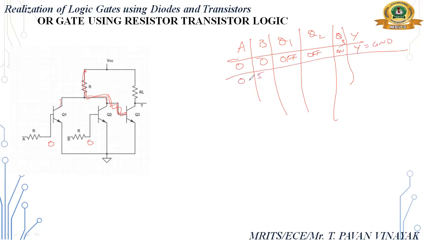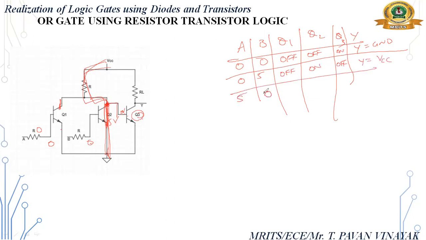Next, 0 and 5 volts. I am giving 5 volts here. So this is open, this is closed. So VCC comes to ground here. Right? So the voltage across this one is 0 volts. Whenever it is 0, Q3 is off. So Q1 off, Q2 on. Y is equal to VCC.